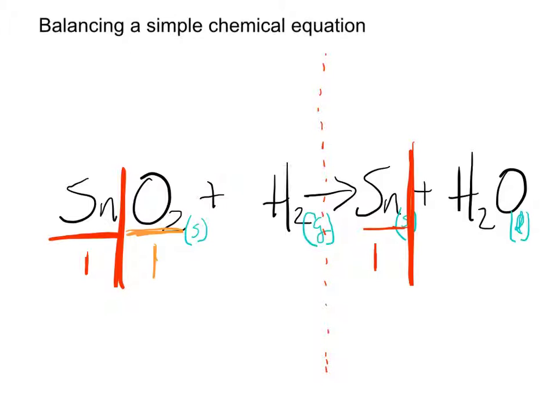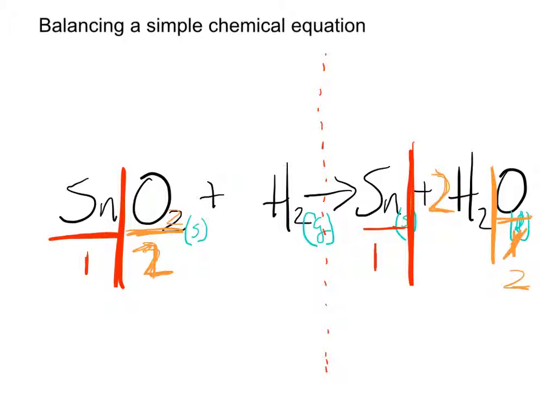Oxygen on the left, we have two of them, because of that subscript 2. On the right side of the equation, we only have one oxygen. We need that to be equal. So what we're going to do is give the water a coefficient of 2. And when we do that, that's going to change it from having one oxygen on the right to now having two oxygens on the right side of the equation. 2 equals 2, our oxygens balance out.